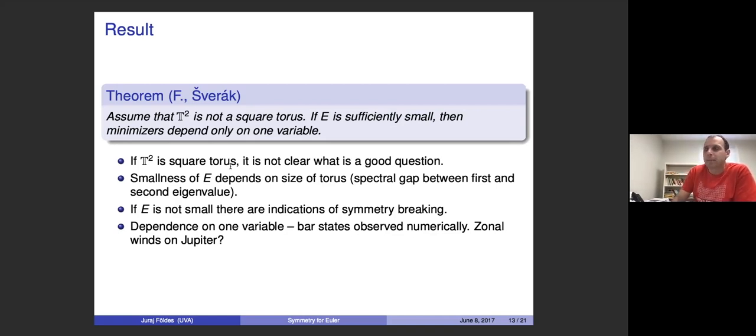So it's not clear what would be a good question. We can quantify pretty well how small the energy needs to be in order to guarantee the symmetry, the one dimensionality, and it depends on the ratio of the size of the torus in particular. So it somehow depends on this spectral gap. If E is not small, if the energy is not small, then there are good indications that there is a symmetry breaking. So we have some hand-waving arguments why the symmetry is not going to be preserved for large energies.